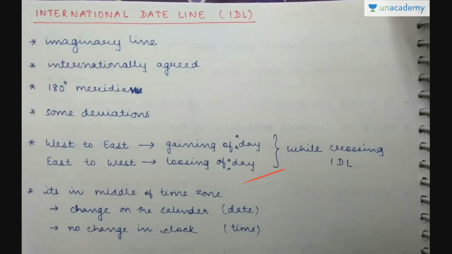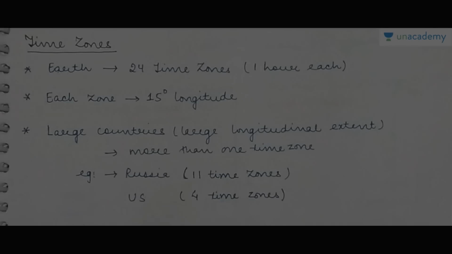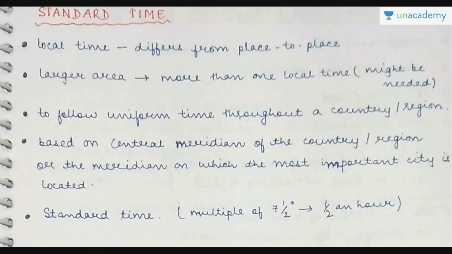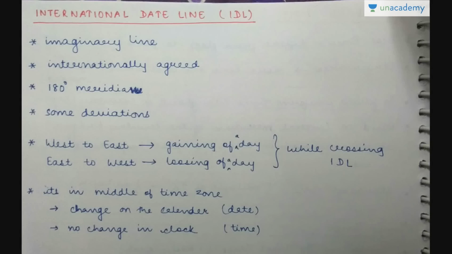How will it happen? Again, I'll show you the figure. It's in the middle of the time zone. So, this is one time zone, and here is the international dateline. It's in the middle. This whole time zone will have 1 hour, so 15 degree longitude. So, the half hour will be 7.5 degree. This is what I told you earlier also. Just see here, I told you here. Yes, 7.5 degree, half an hour. So, this was the reason.